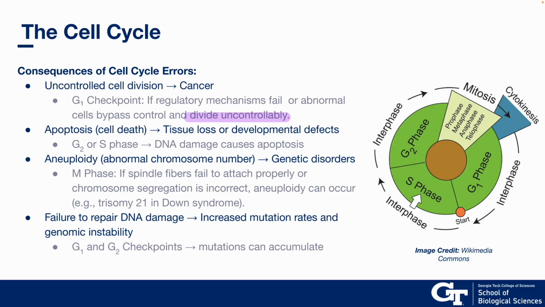Big thing here is aneuploidy, which is an abnormal chromosome number, right? That's basically like when nondisjunction happens during the M phase. The M phase is when nondisjunction would happen.